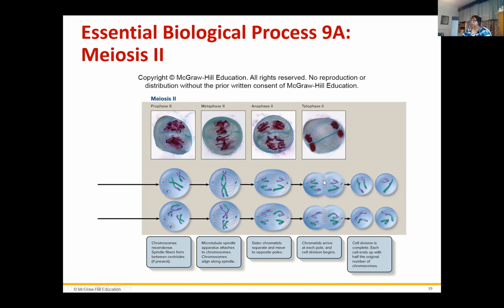So again, in our diagram, we can see that this is an animal cell because of that cleavage furrow that's forming. If it was a plant cell in our cartoon diagram, we wouldn't see a cleavage furrow, but we can see the formation of a new cell wall happening in our plant diagram. When telophase is complete, now we have 4 cells. Each one of them is genetically distinct, and each one of them has half as much DNA as when we started way back in prophase 1.